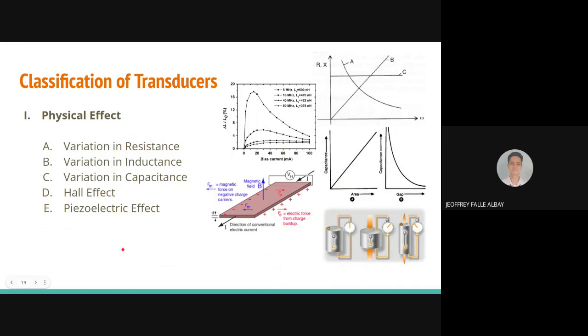Transducers are classified in the following three ways. First is the physical effect. The physical effect is engaged to convert the physical quantity to electrical quantity. An example is the change in resistance of a copper element in proportion to the change in temperature. The following physical effects are generally used. There are five: variation in resistance, variation in inductance, variation in capacitance, Hall effect, and piezoelectric. The image on the right is ordered from top to bottom following the description. Next slide.